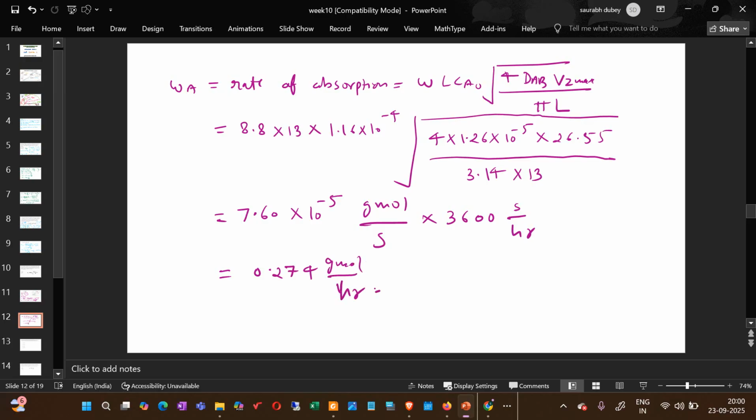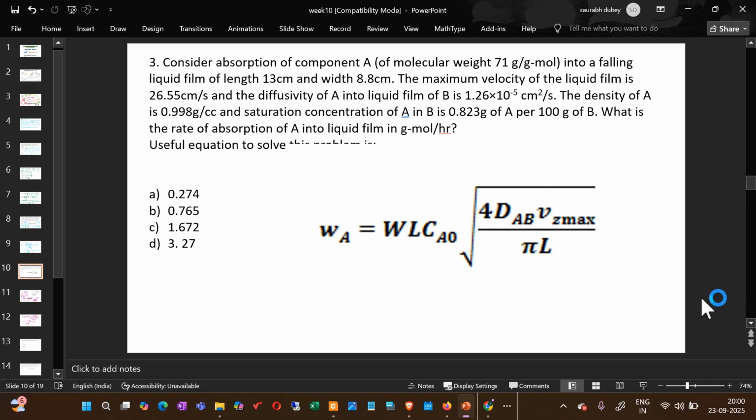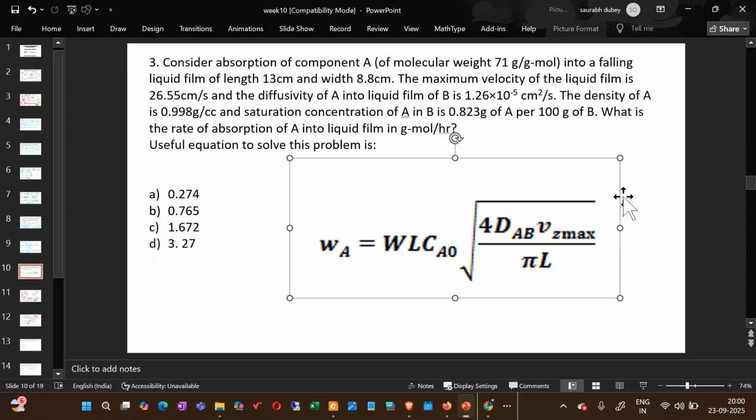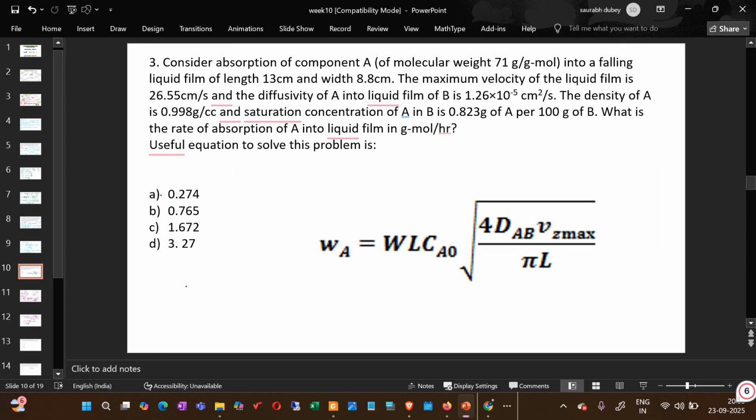So this was the problem related to the part of your lecture second. So what is the answer? 0.27. Okay, it is the correct answer, right? So it is done now.